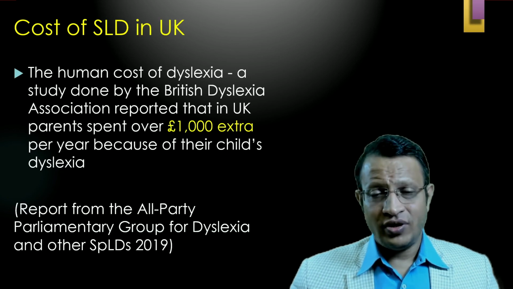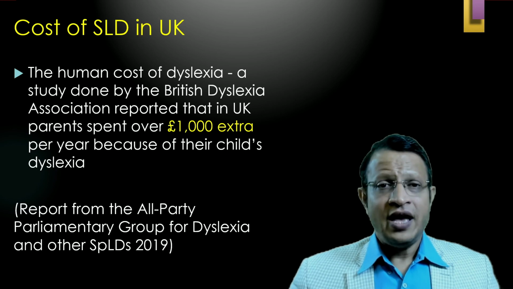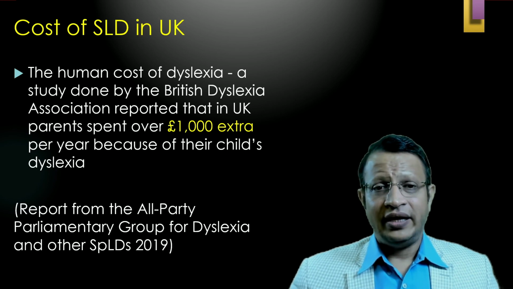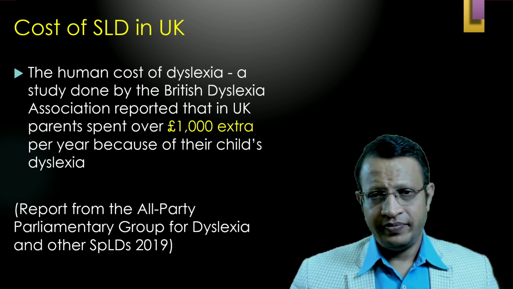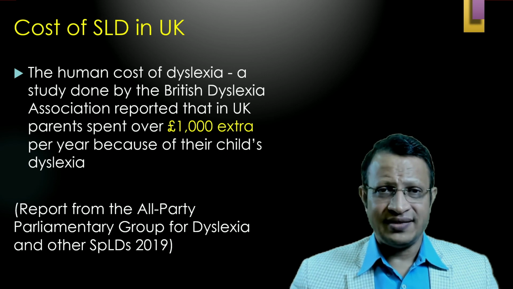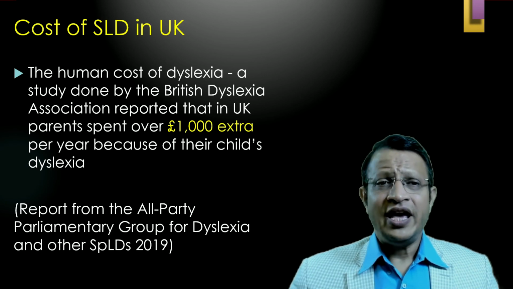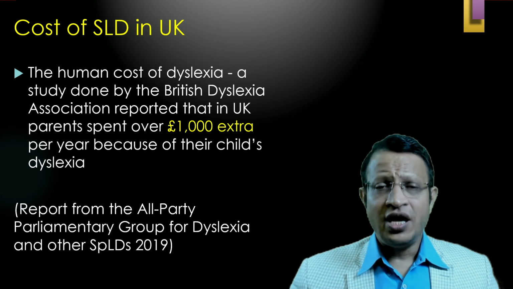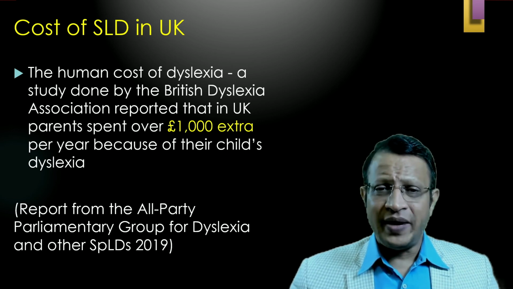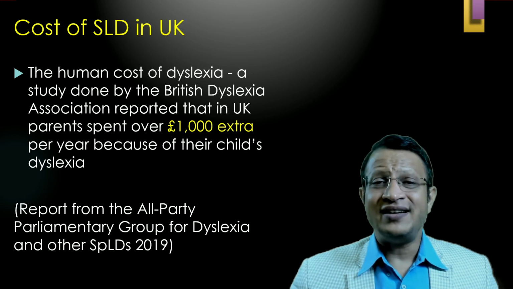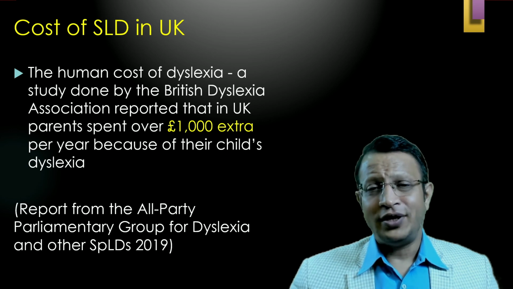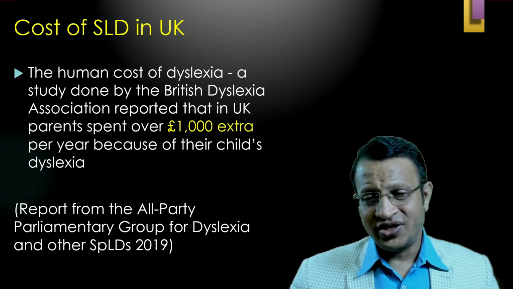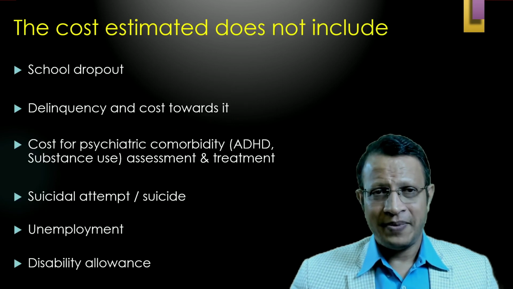A similar study was done in the UK. This was done by the All-Party Parliamentary Group on Dyslexia in 2019. The study was called the Human Cost of Dyslexia. Here it is very specific to dyslexia. A study done by the British Dyslexia Association reported that in the UK, parents spend somewhere around £1,000 extra per year because of the child's dyslexia. £1,000 is again almost similar to 90,000 per child per annum in India.